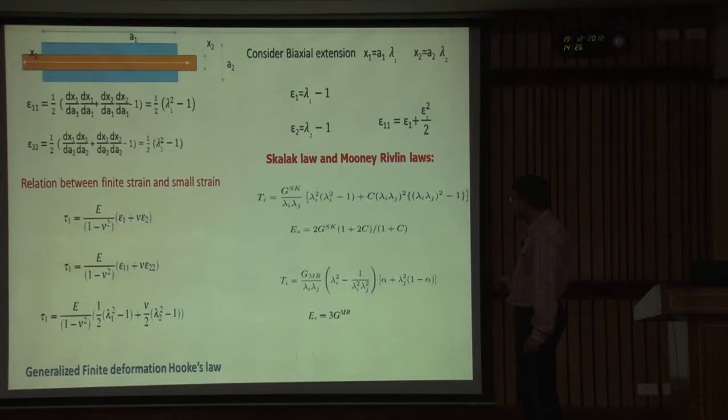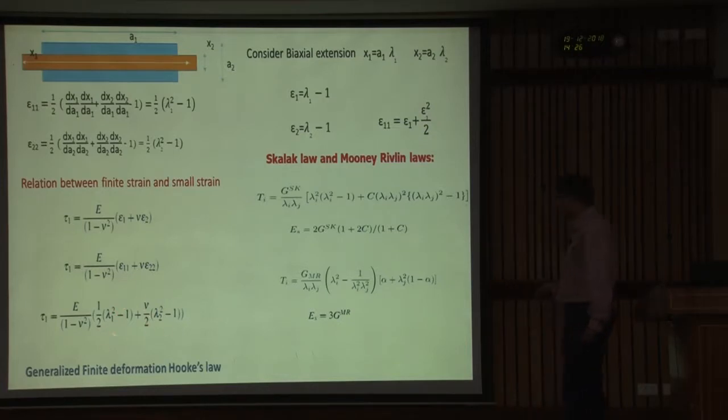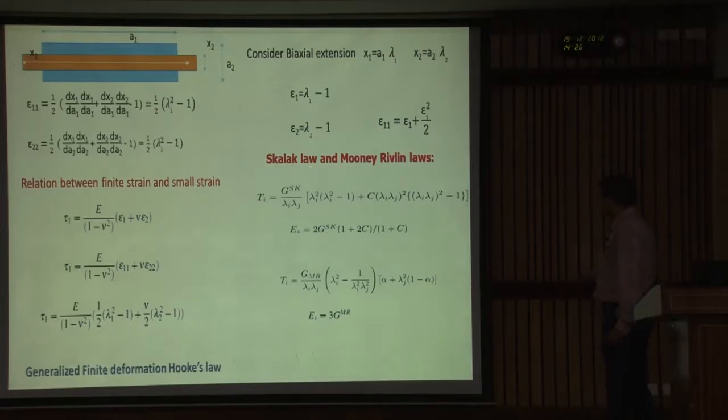And you simply replace the small strains with the finite strains and finally represent it in terms of the stretch ratios, you get the finite deformation Hooke's law. But what is more popular in literature on capsules are these two laws, the Skalak law, which is known to describe the red blood cell membrane fairly faithfully, and the Mooney-Rivlin law. The Skalak law is known to be strain hardening, whereas the Mooney-Rivlin law is strain softening. The Neo-Hookean, for example, turns out to be a special case of the Mooney-Rivlin law.